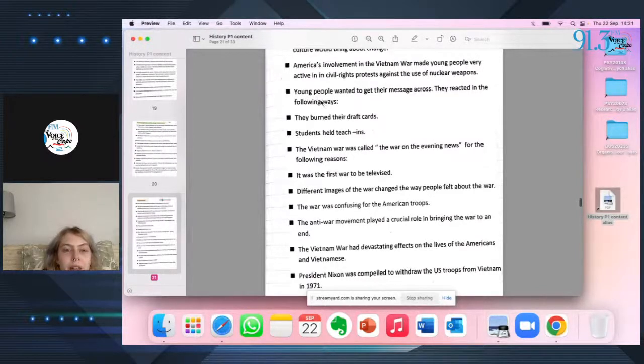They acted in the following ways. They burned their draft cards. Draft cards are what they send you when you get drafted to go to war. So they burned those. Students held teach-ins.